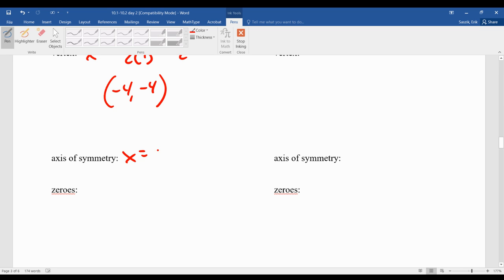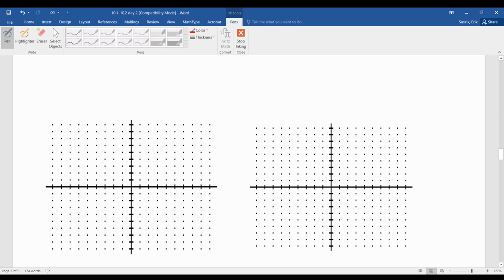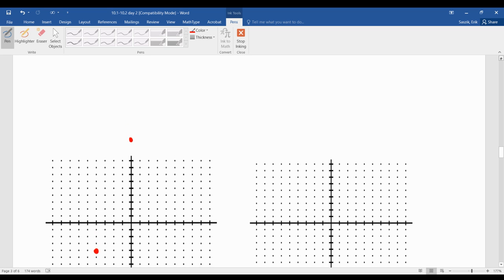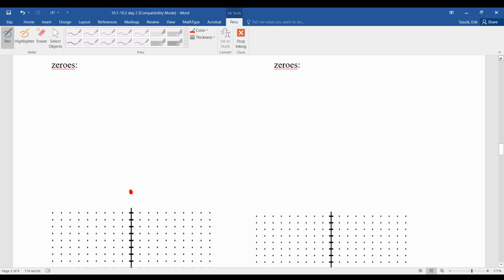Axis of symmetry, remember, is x equals that number. So 1, 2, 3, 4, 1, 2, 3, 4. There's the vertex. And we said the y-intercept was, I think it was 0, 12, right? So that would be, this is 9, 10, 11, 12, about right there. Okay. So we need to find the zeros, right? And there's a spot to do that right here. Change the equation. Remember, f of x is the same thing as y. We change that to 0.